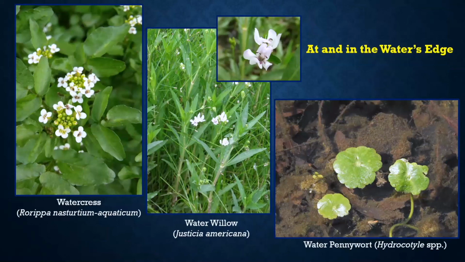And then again, when we get right to the edge of the water, or even in the water, you have watercress, which is not native, but is an edible plant, by the way. It's in the crucifer family. And then you have water willow, which is a very extensive plant along riparian areas. Again, a good stabilizer with roots, has beautiful little flowers you can see up there in that inset photograph. And then out in the water, or right along the edge of the water, water pennyroyal or water pennywort, that has multiple species of that as well.